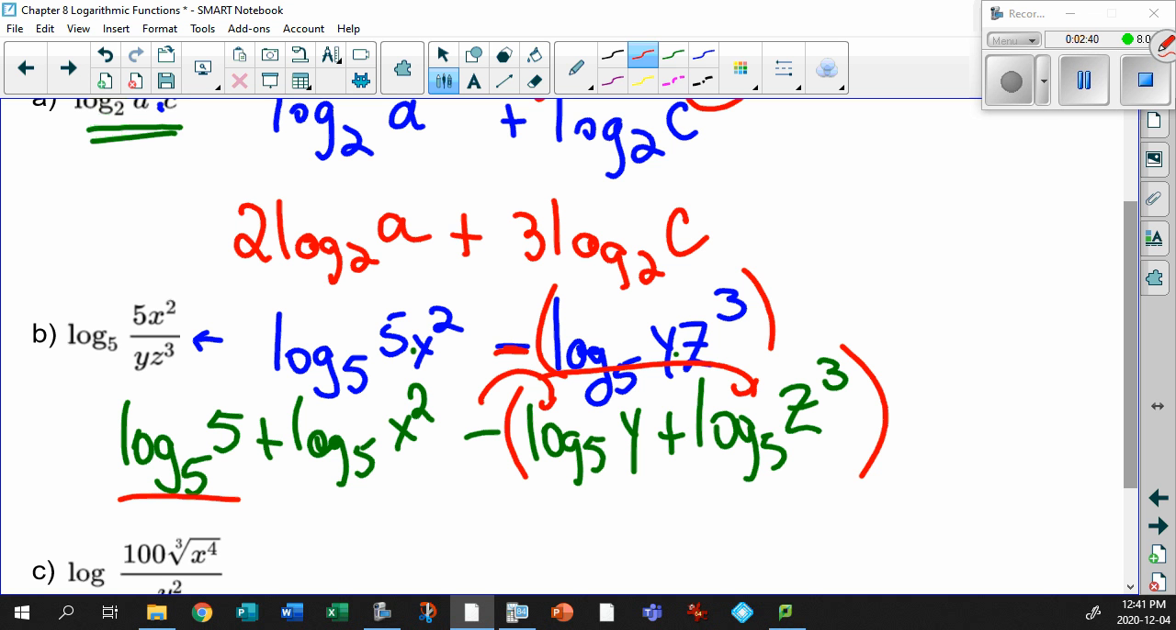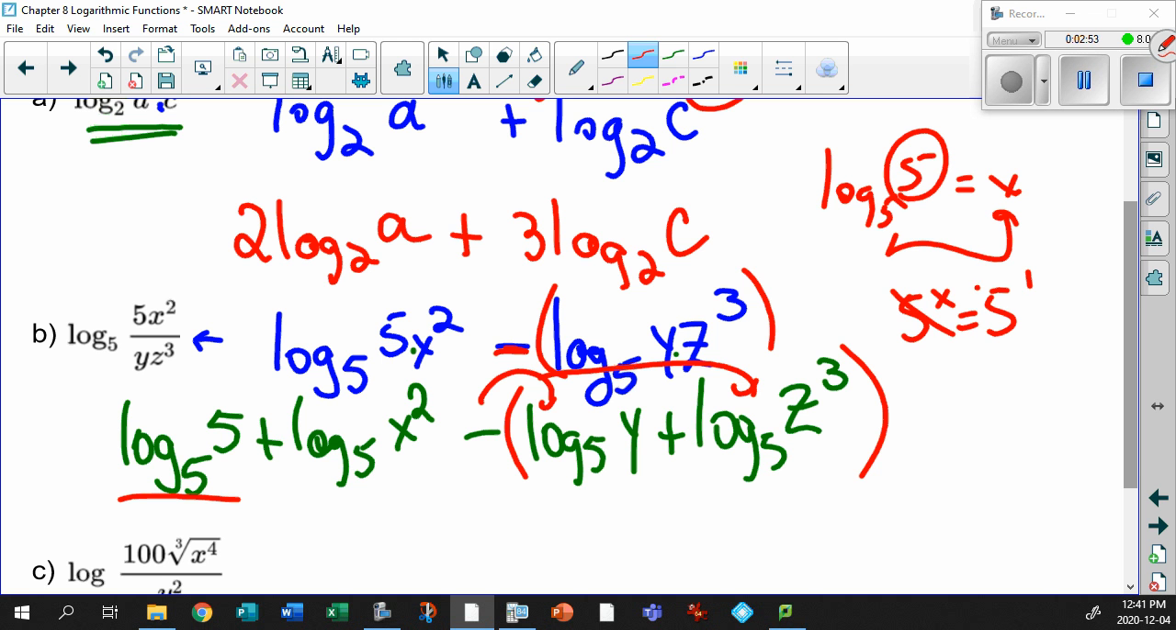Wait a second. Log base 5 of 5, I know that one. Log base 5 of 5 equals x. 5 to the power of x is the same as 5 to the power of 1. x equals 1. Oh my goodness. Then I could actually write this out here as 1. So I have 1 plus, look at that, take the 2, move it up front.